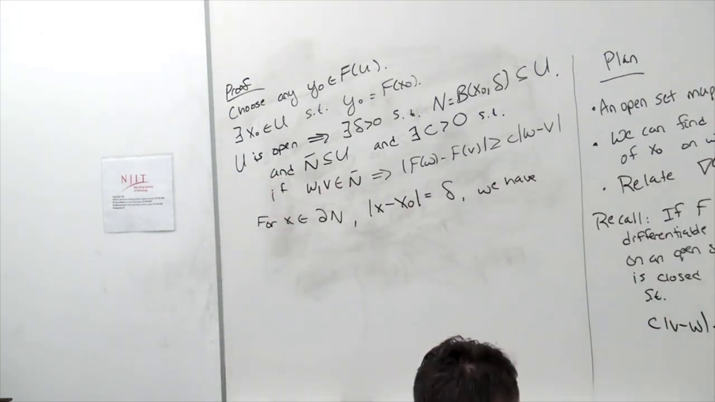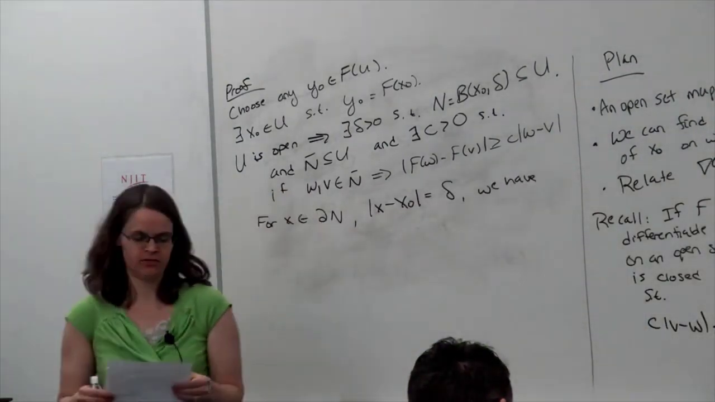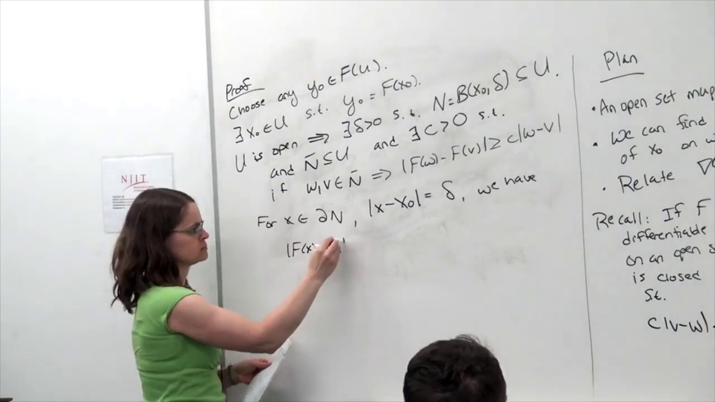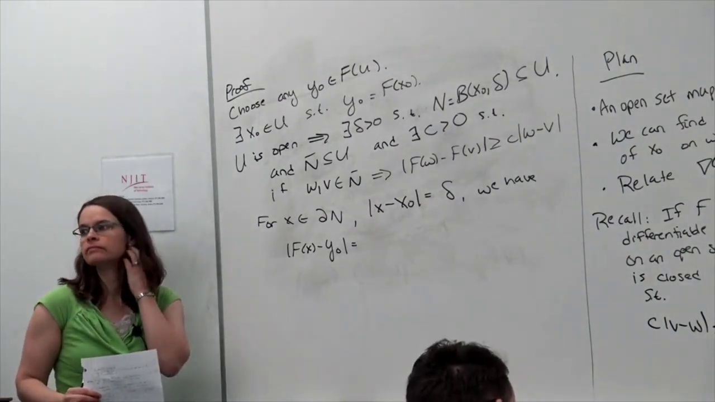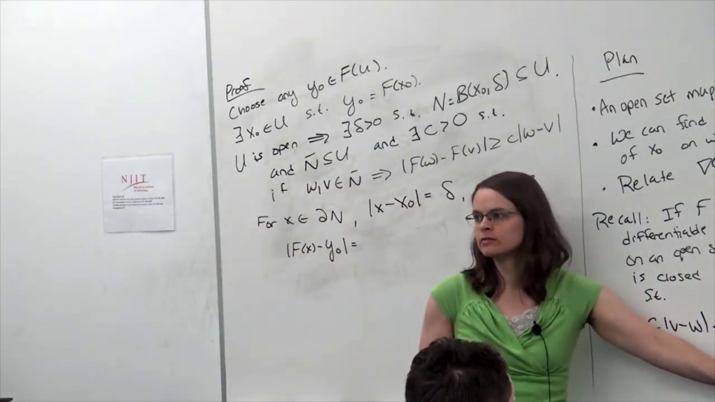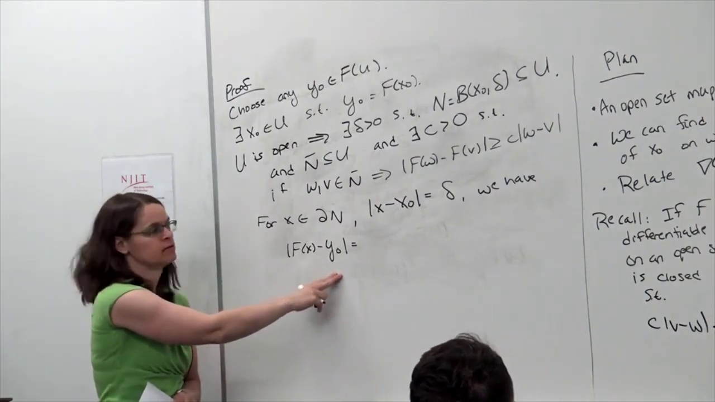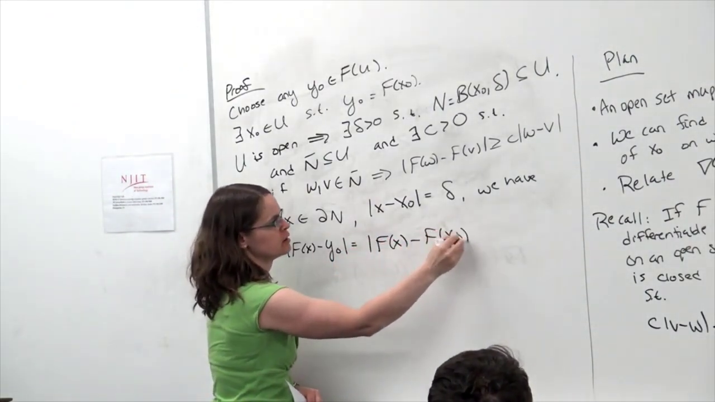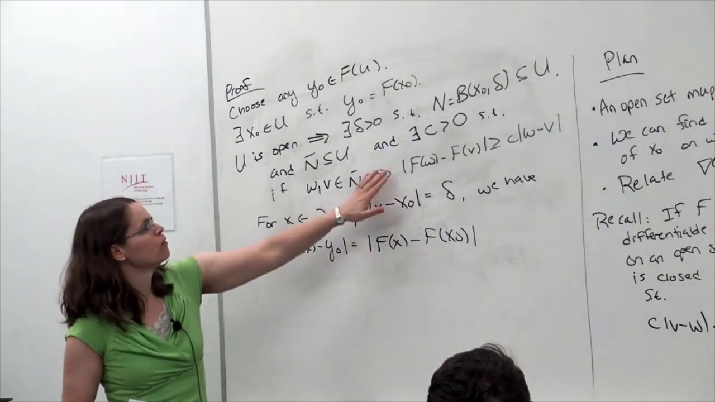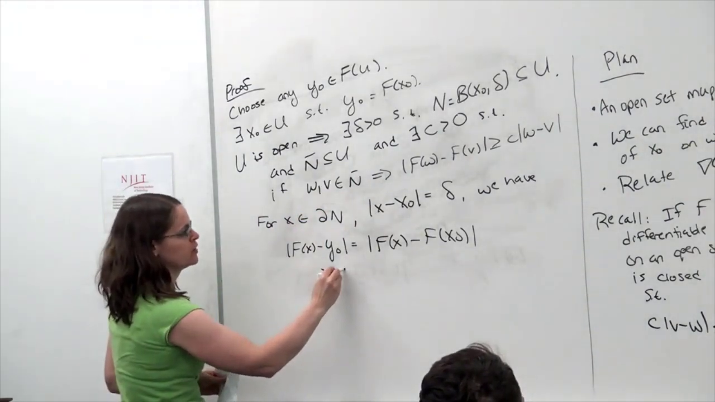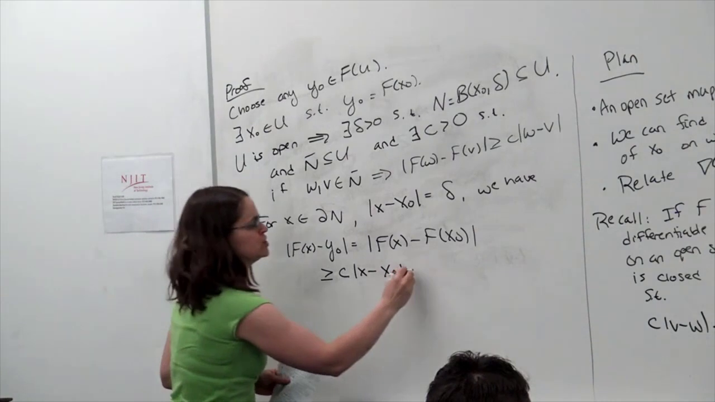Okay, so I want to know where this point lands, where this x here lands relative to y naught. So I'm going to look at the norm of f of x minus y naught and see how big that is. Okay, and again, it's this estimate that's going to let me do this, because I'm actually comparing two f values here, right? Y naught was f of x naught. So this is really f of x minus f of x naught. X naught lives in my set n. X lives on the boundary of n. It lives in n bar, okay? So this is valid here. Here I can say that this is bigger than or equal to c times the norm of x minus x naught, which is c delta.